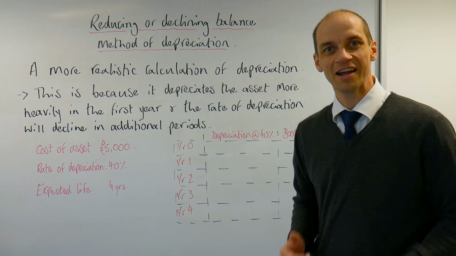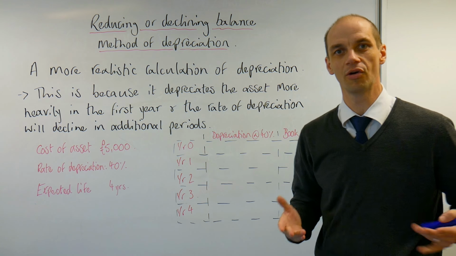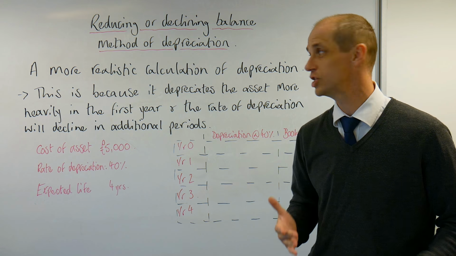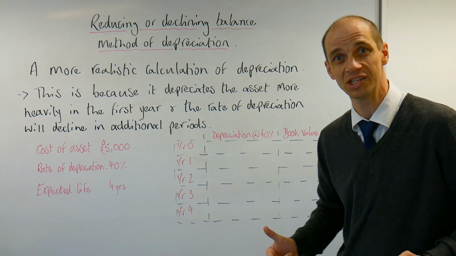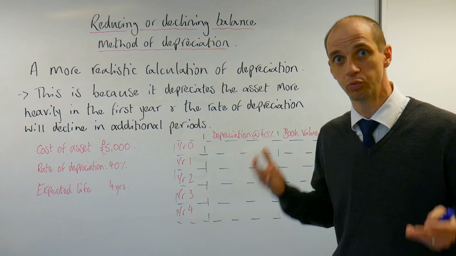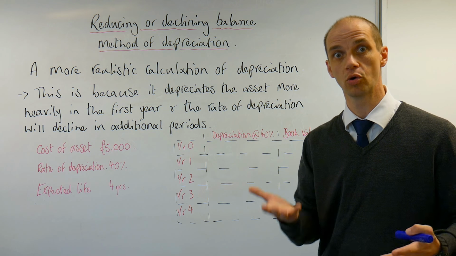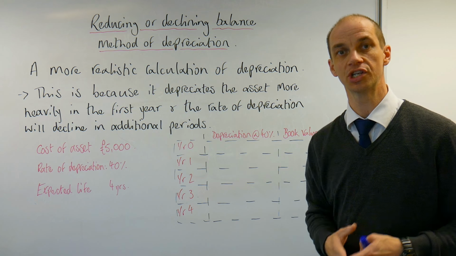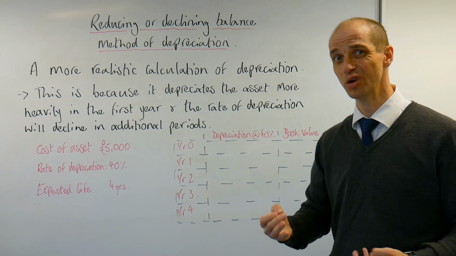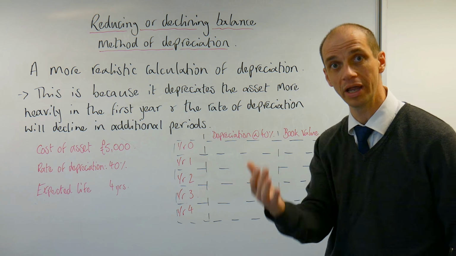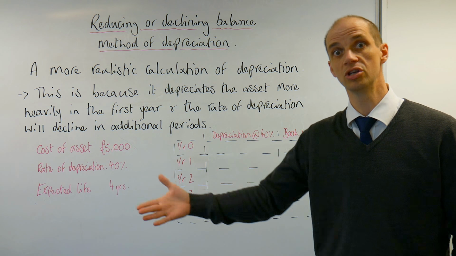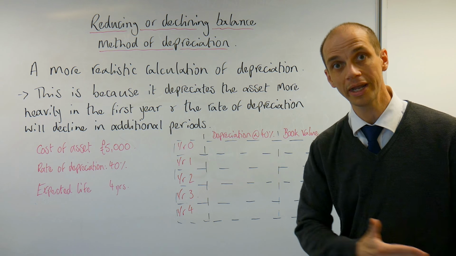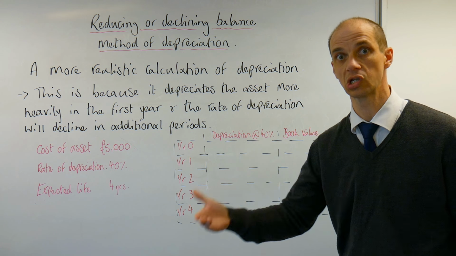Hi guys, so let's now take a look at the reducing or declining balance method of depreciation. Now this is typically seen as a far more realistic interpretation of what really happens with a non-current asset when it depreciates in value. That is really that you're likely to see a higher level of depreciation in the first couple of years than you are in later years, and the rate of depreciation will slow.